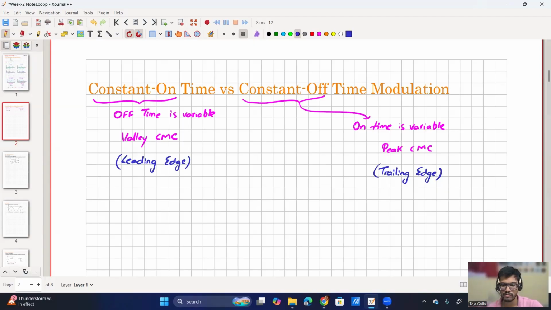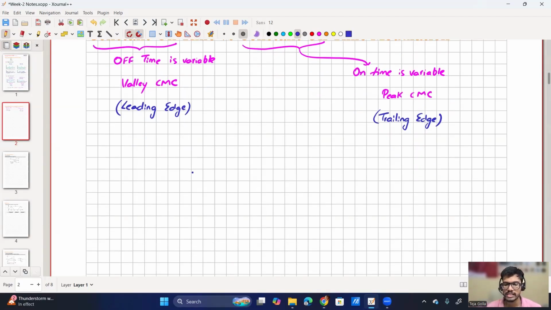Okay, so what will be the difference? Instead of fixing the time period, we will fix the on time or the off time. So if we are fixing either the on time or off time, who is deciding the other time? Like say for constant on time, who is deciding off time and vice versa. So the off time is coming from the closed loop. Let me draw the diagram so that it will be clear.